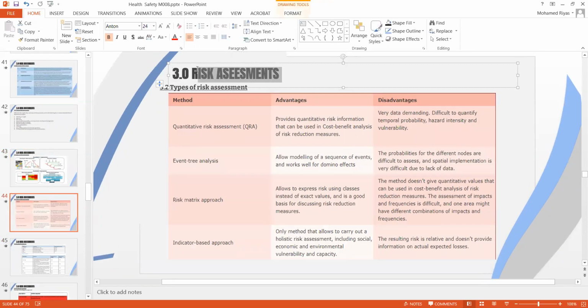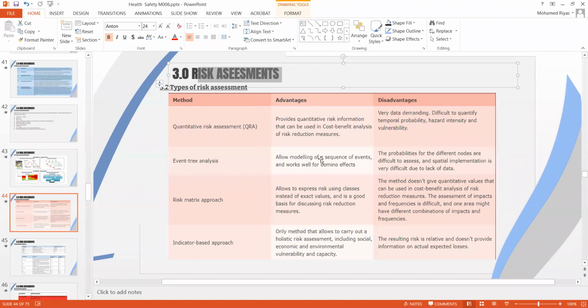Now, coming to the risk assessment, as we discussed, we have tree analysis, quantitative risk assessment, risk matrix approach, and indicator-based approach. Each comes with its own advantages and disadvantages. Quantitative risk assessment provides quantitative risk information that can be used in cost-benefit analysis of risk reduction measures. This is an advantage, but the disadvantage is that it is data-demanding and difficult to quantify. The probability of being wrong is high compared to the other analyses, as are hazard intensity and vulnerability. So these are the advantages and disadvantages of each category.